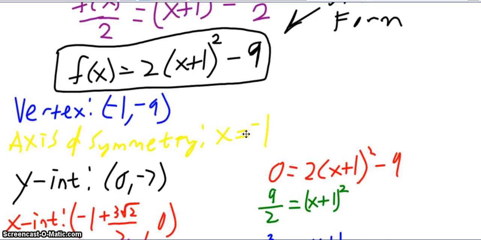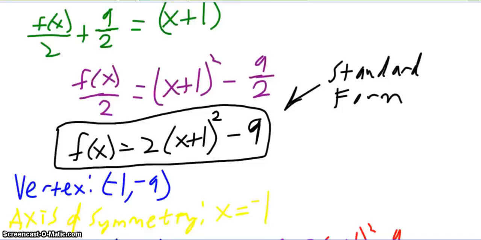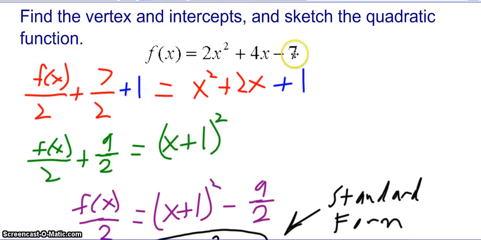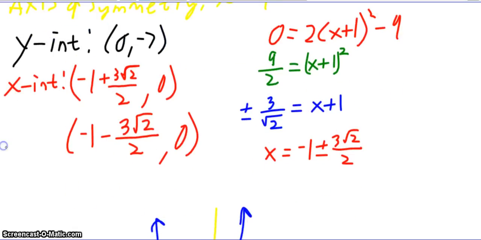Now I also asked you to find the intercepts. So how do we find x and y intercepts? Well, y intercepts we find by just plugging in 0 for x, remember? So that's actually easier to get from the original function. If I make this 0 and this 0, then I get -7. So I go down here, I know my y-intercept is 0, -7.